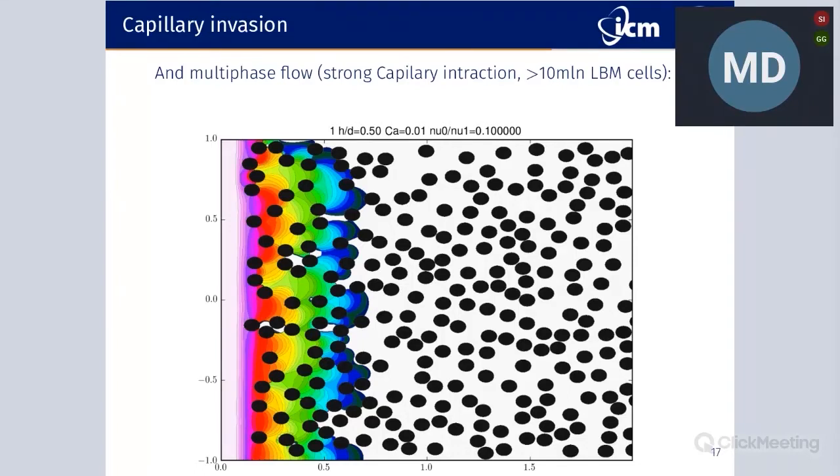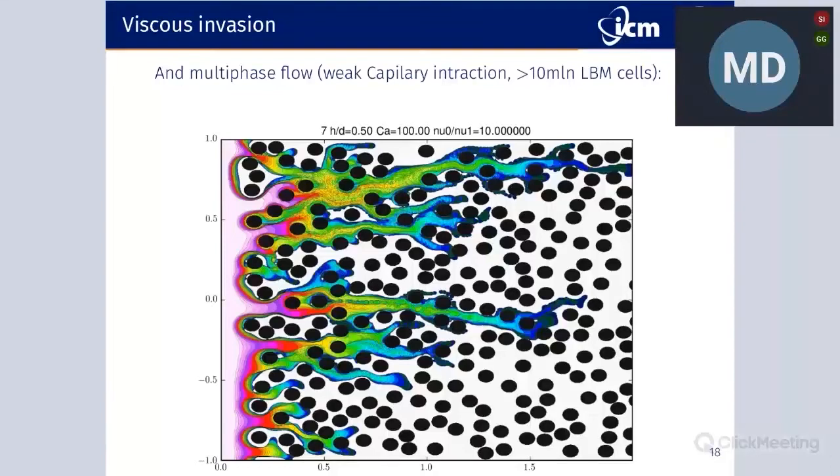And here is a similar configuration. The obstacles lie in the same positions, but the invading fluid is much less viscous, with much less influence of the capillary number. So it's similar to the situation where you would add surfactant to the invading fluid. So you will get a different shape of the front.